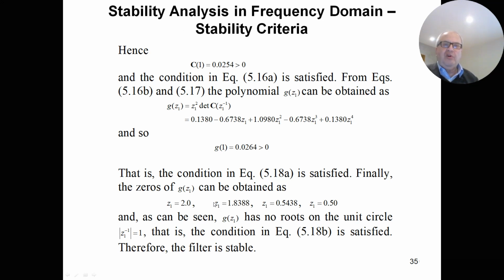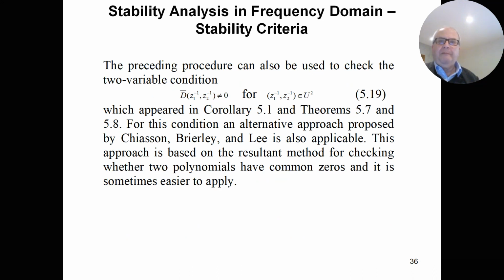Hence, we have these conditions. C1 is equal to 0.0254, and the condition in equation 5.16a is satisfied. From equations 5.16b and 5.17, the polynomial G(Z1) can be obtained as follows, and we can find that g1 is positive. That is the condition, so the condition of equation 5.18a is satisfied, and finally the zeros of G(Z1) can be obtained as follows. Therefore, our conclusion is that the filter is stable.